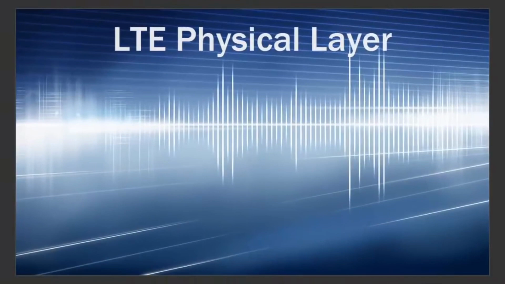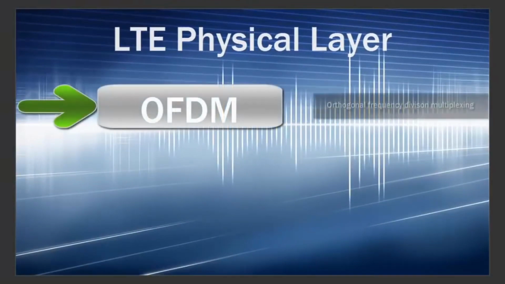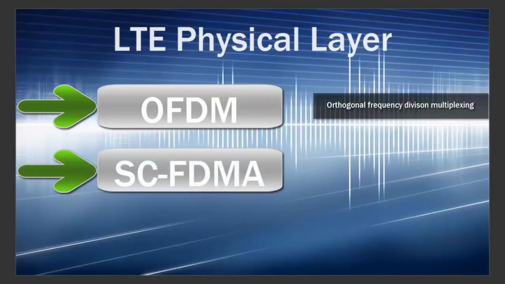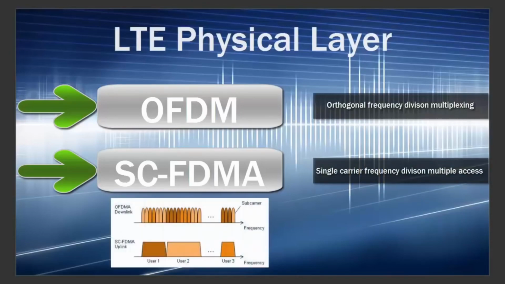In LTE, the modulation technique used in downlink direction is OFDM, meaning orthogonal frequency division multiplexing. For uplink, the modulation technique is SCFDMA, single carrier frequency division multiple access. Both OFDM and SCFDMA are multi-carrier technologies.